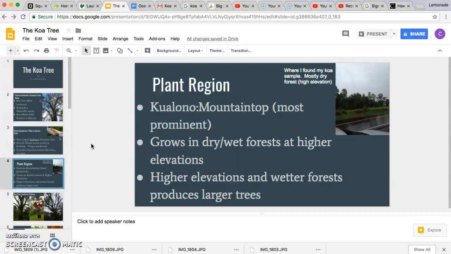So the koa tree grows in the dry or wet rainforests, and it usually grows at higher elevations as it has evolved to grow accustomed to these settings. At higher elevations and the more wet the forest is, it will produce larger trees that will probably be used for different things.